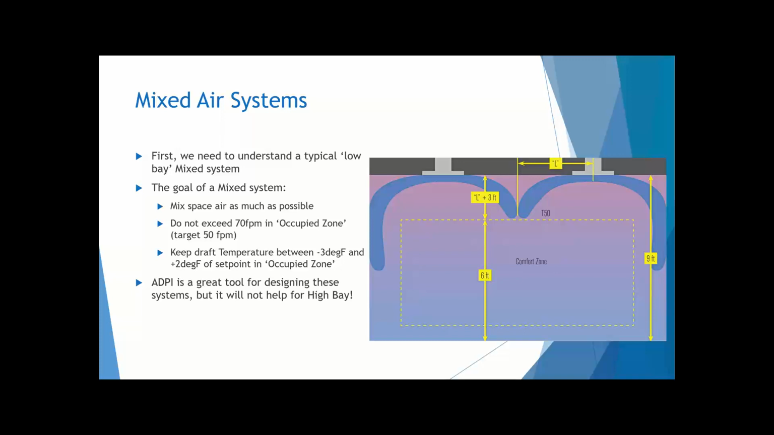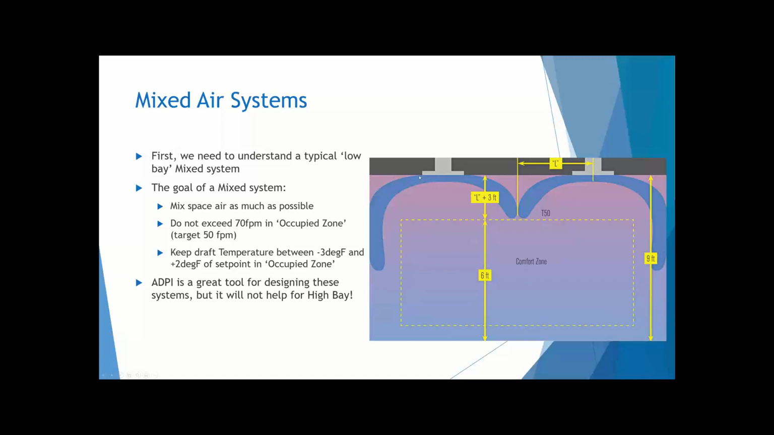But you've got to consider that in that occupied zone, you don't want to exceed 70 feet per minute. In fact, you're supposed to target 50 feet per minute max in that occupied zone of your airflow velocity. You also want to keep that draft temperature between -3 degrees and positive 2 degrees of the set point. So really, the goal here, at least in this example, is that these diffusers throw this air along the ceiling and then the wall to then mix into that comfort zone.